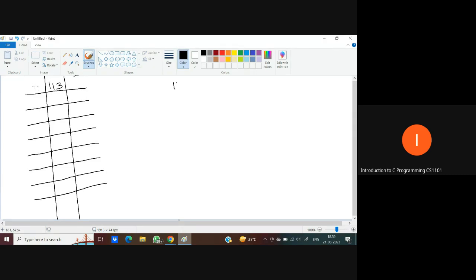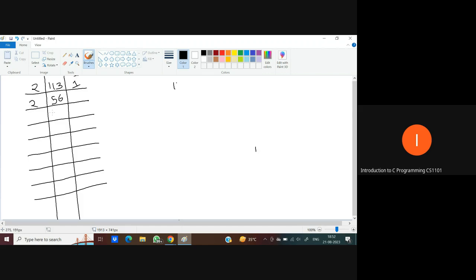Okay, let us see. So 2, how shall I cancel it? What would be the quotient? What should be the quotient when you are dividing 113 by 2? 56. It is going to be 56, and it will leave out 1 as a remainder.